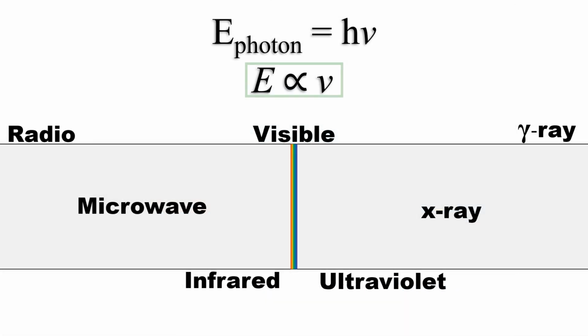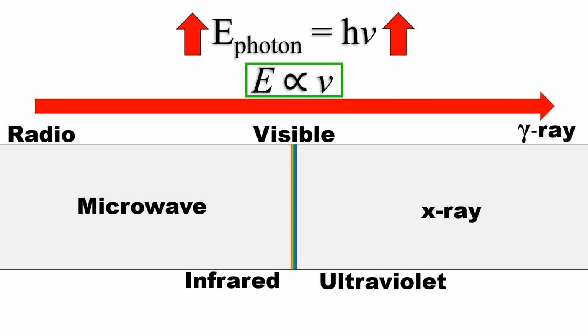Notice how the photon energy and frequency are proportional. Higher frequency means higher photon energy. Going from left to right on this example spectrum is increasing frequency, thus increasing photon energy.